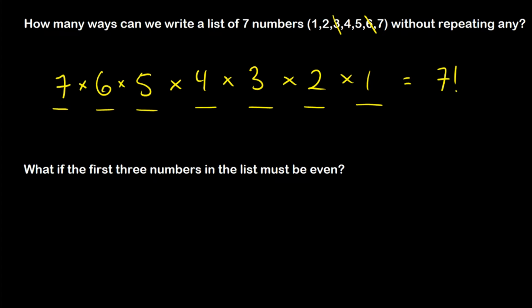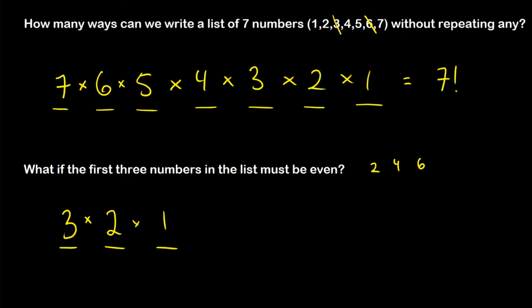Now, what if the first 3 numbers in the list must be even? So let's add a condition to this. What are the even numbers we have? Well, we have 2, 4, and 6. For the first number in the list, we have 3 choices because we have to choose from the first 3 even numbers. I'm assuming here that we cannot repeat any. So for the second even number, I would have 2 choices remaining. Let's say I pick 4 in the first slot, then I could pick 6 in the second, and for that third slot, I could only pick 2, so I'd only have 1 choice.